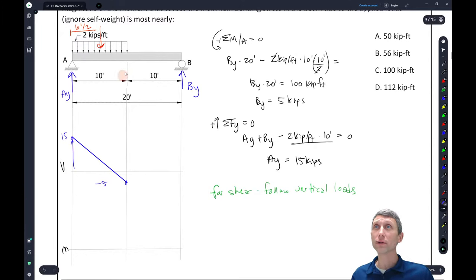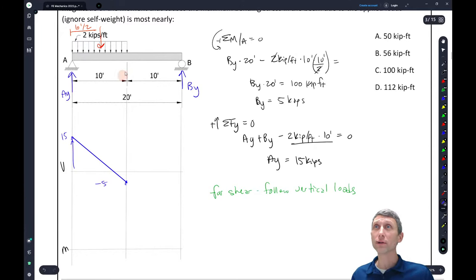Because in this question, we had two solutions that looked really pretty good. But at the end of the day, one of them's wrong, one of them's right, and the right one is going to be D, because that puts us at a negative moment. It has our parabolic shape where we have this uniform load, and then it has this linear portion where we have no load and it brings down to zero.